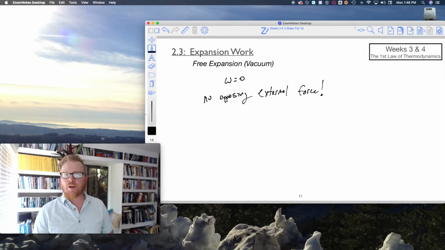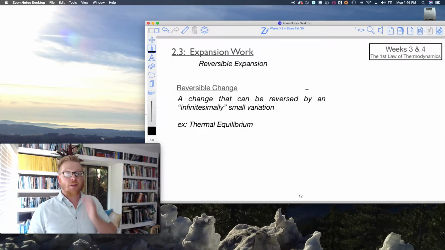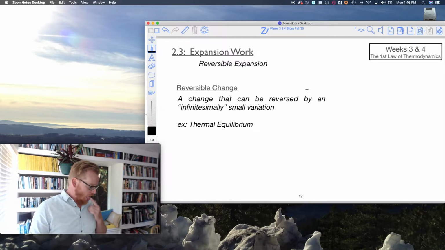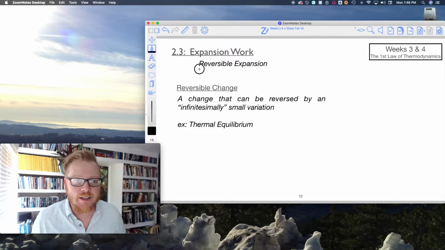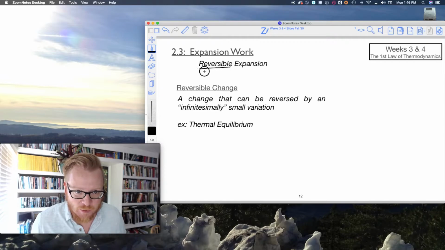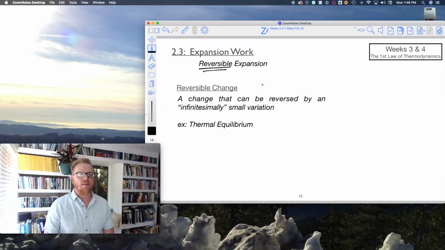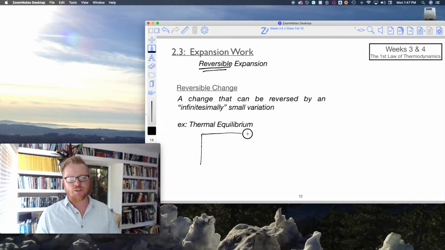Moving on. Still more on expansion work, but now let's get into reversible expansion. Here the equations are still going to be simple, but in the world of thermo, it's the language that gets tough. So let's start by defining what reversible means in thermo. It's a change that can be reversed by an infinitesimally small variation.